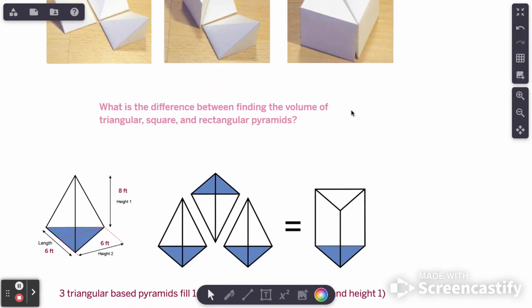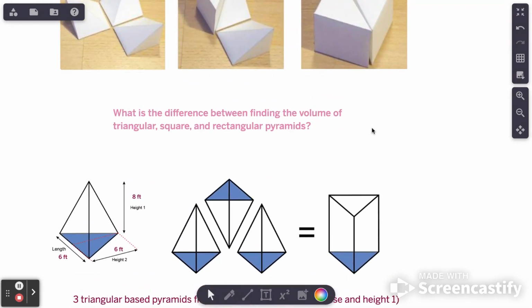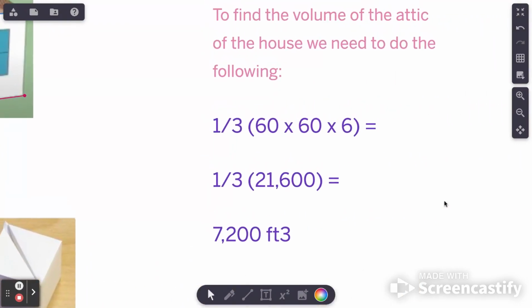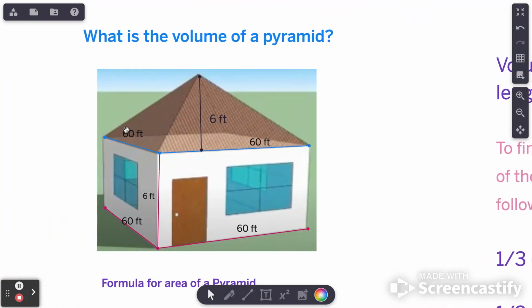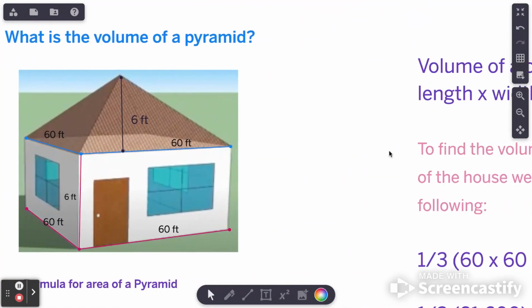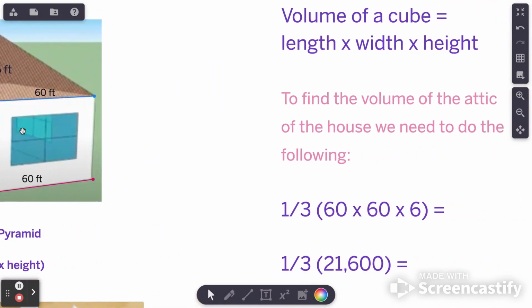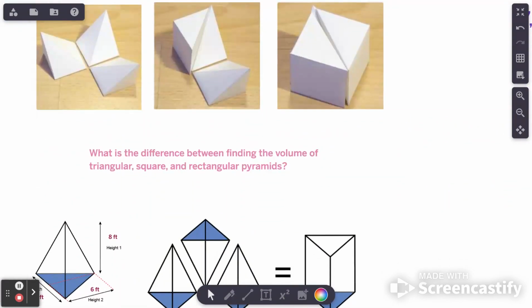What's the difference between finding the volume of a triangular, square, and rectangular pyramid? So the square we showed and we saw an example of. A rectangular pyramid is going to be exactly the same. Even though it's not a square, you would still do exactly the same as what we did in this example. You would just have different measurements. So maybe this is 60 by 30, and 6 feet tall. And we would still do our 1/3 times our 60 by 30 times the height, and we would find the volume that way. So that's how we would do a rectangular pyramid.